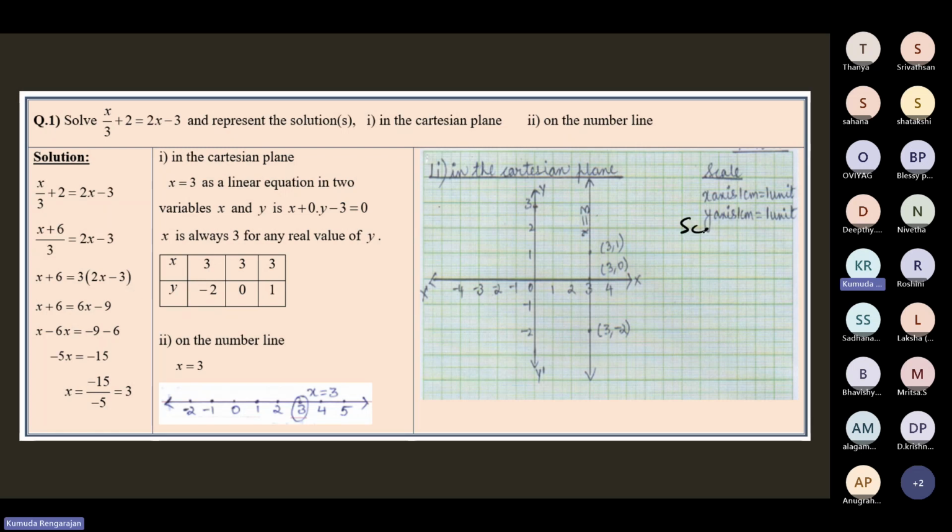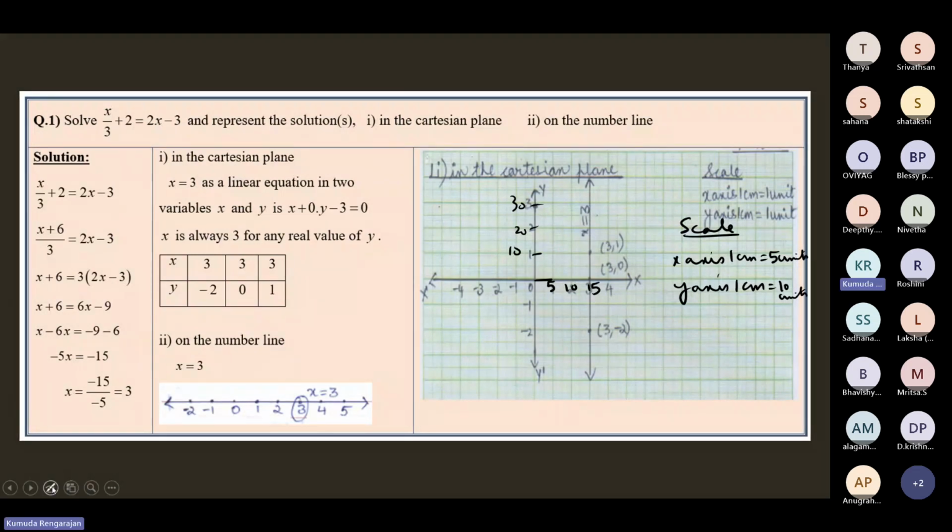So you must write the scale: x-axis, y-axis, 1 centimeter is equal to so many units. On the x-axis, supposing you had marked 5, 10, 15, and so on, you should say 1 centimeter is 5 units. And on the y-axis, if you had marked 10, 20, 30, and so on, you must say 1 centimeter is 10 units.